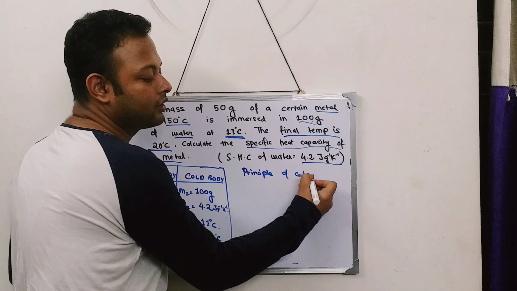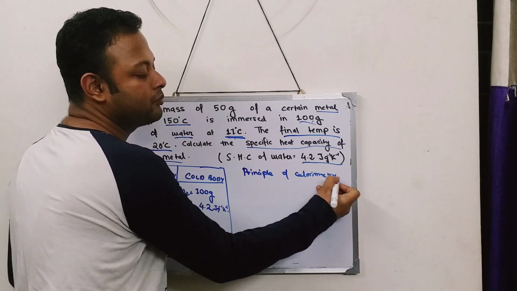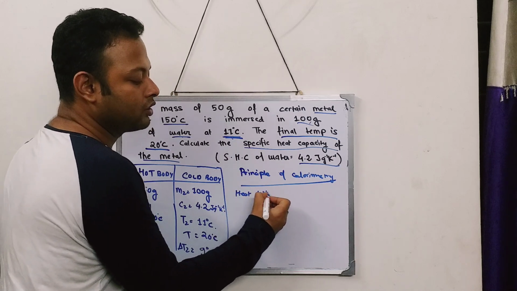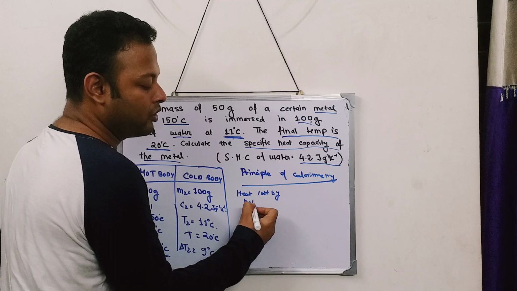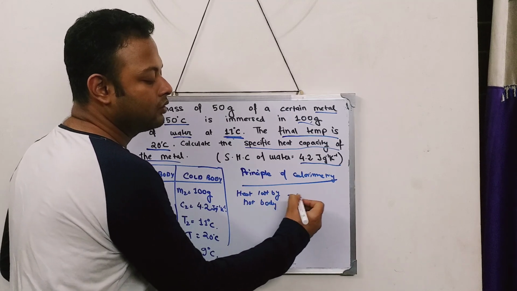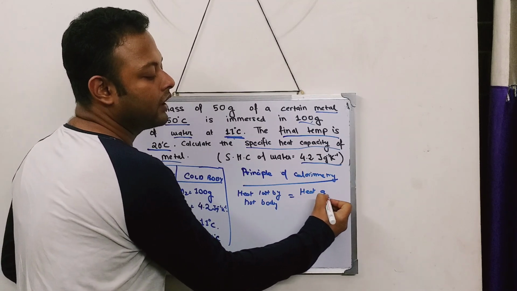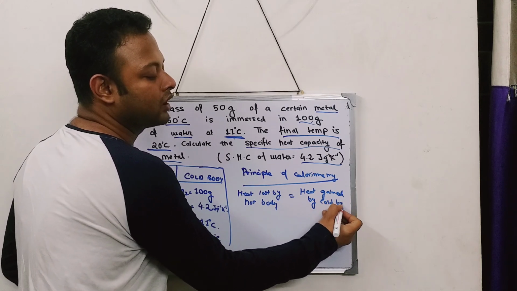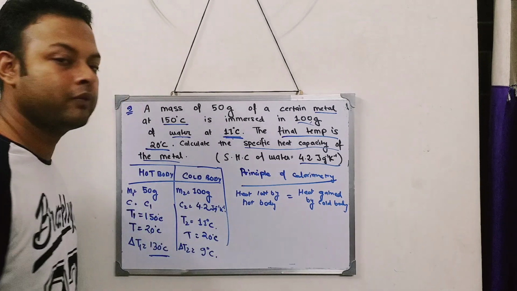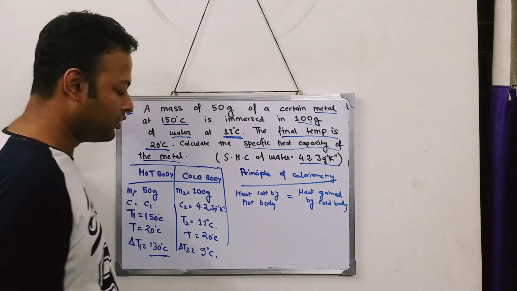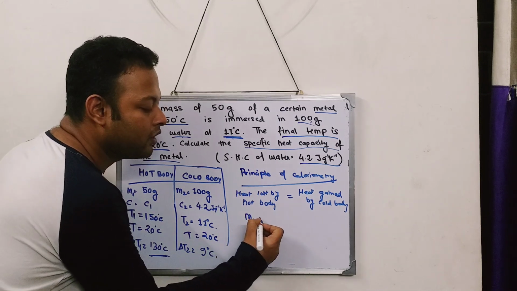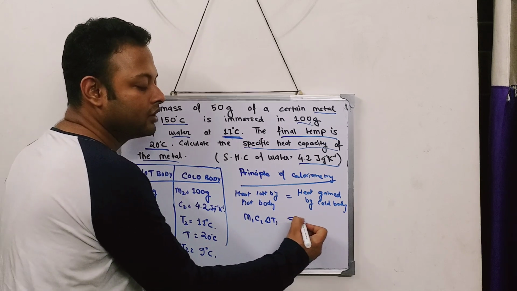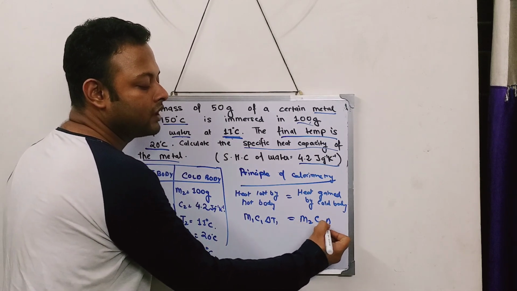Principle of calorimetry. That is the first thing. What does the principle of calorimetry state? That the heat lost by the hot body is equal to the heat gained by the cold body. That we know. Now what is the heat lost by the hot body? We'll use the formula M1 C1 delta T1, and the heat gained by the cold body is equal to M2 C2 delta T2.